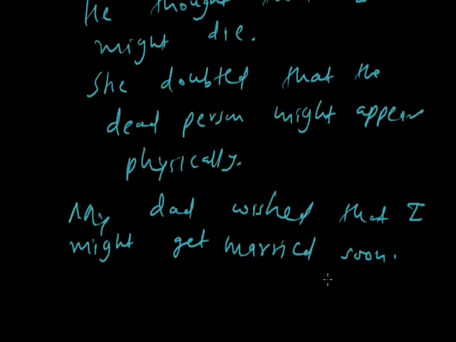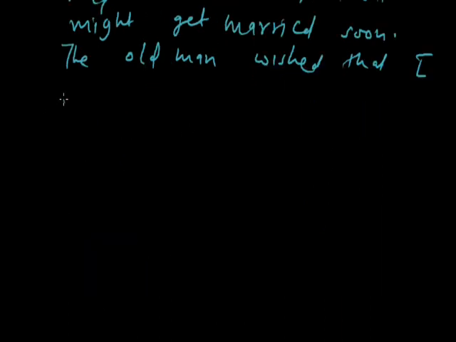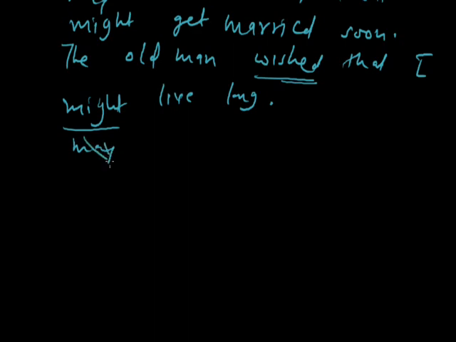I'm going to give you one more example. The old man wished that I might live long. Now, he wished in the past, so it has to be in the past. Might. If I wrote may here, it would be wrong. Why? Because he wished in the past. So, what is the past form of may? Might. We can't use may here. I hope that is clear to you.